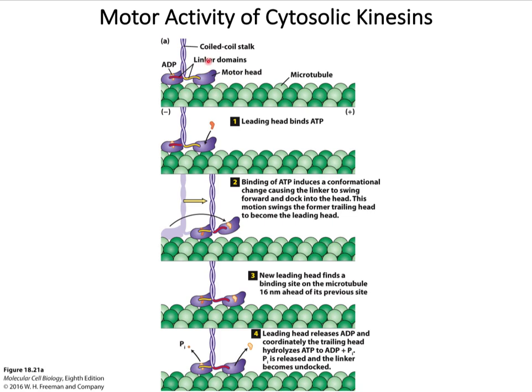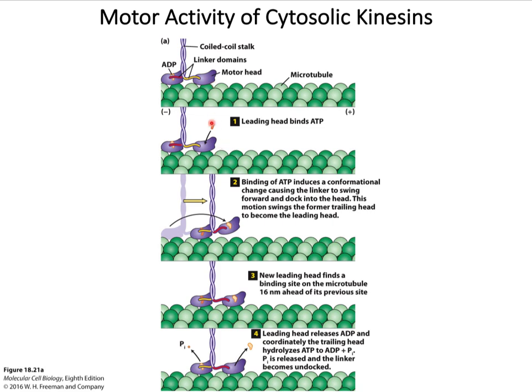Here are the two heads that are bound to the microtubule. The current leading head is not bound to any nucleotide. And when the globular head is not bound to a nucleotide, it interacts with the microtubule very tightly. Remember that this is true for myosin as well. When the myosin molecule is bound to an actin subunit and it is not bound to a nucleotide or ATP, this interaction is very strong.